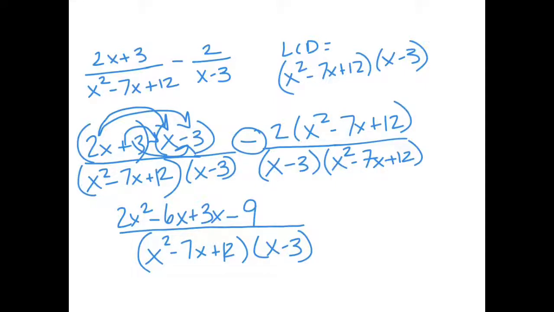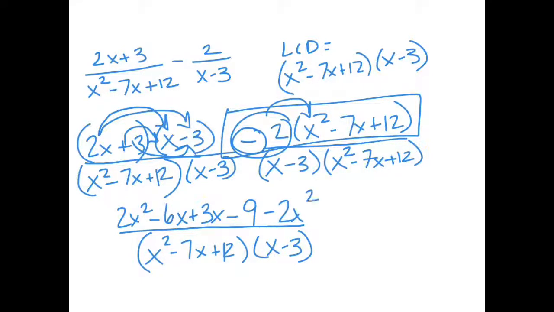Now what I need to do is simplify this side. So I have negative 2 times 2x gives me negative 2x squared. Negative 2 times negative 7x gives me positive 14x. And negative 2 times positive 12 gives me negative 24. So it's very important that when you combine the numerators, you simplify each of the expressions first before you bring it all together.